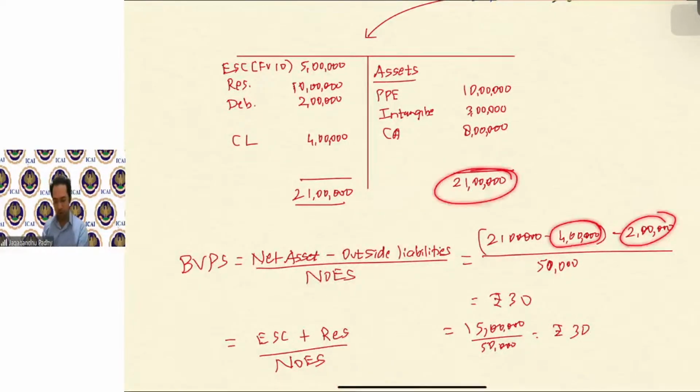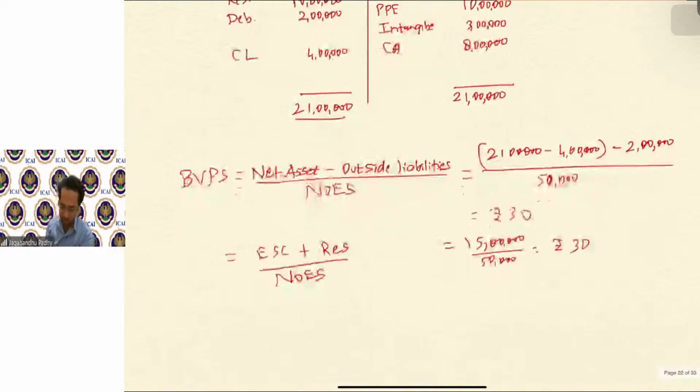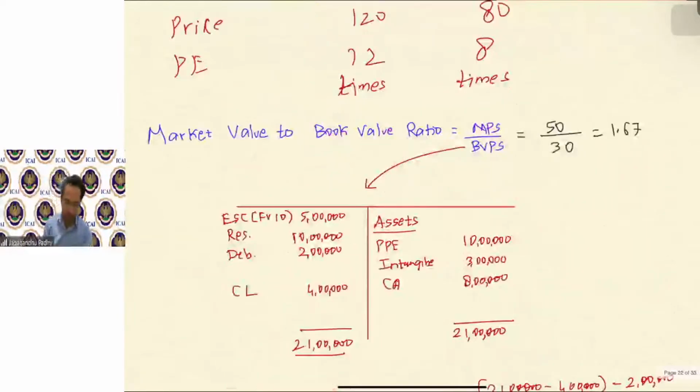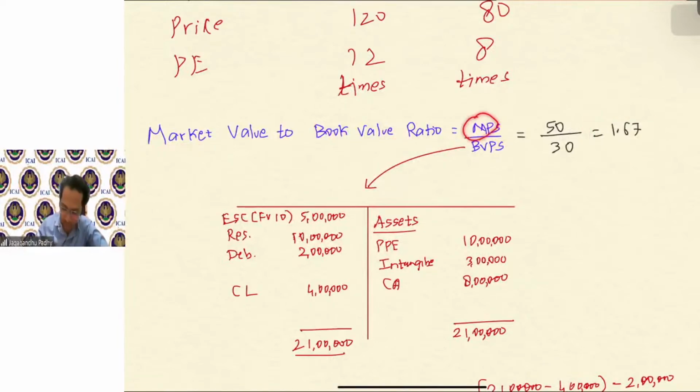The total assets was 21. 21 minus 4 is your net assets. Minus 2 lakhs is the outside liability. So book value per share comes out to be rupees 30. Now market value to book value per share we have 1.67. It means market price of the share is 1.67 times the book value of the share.